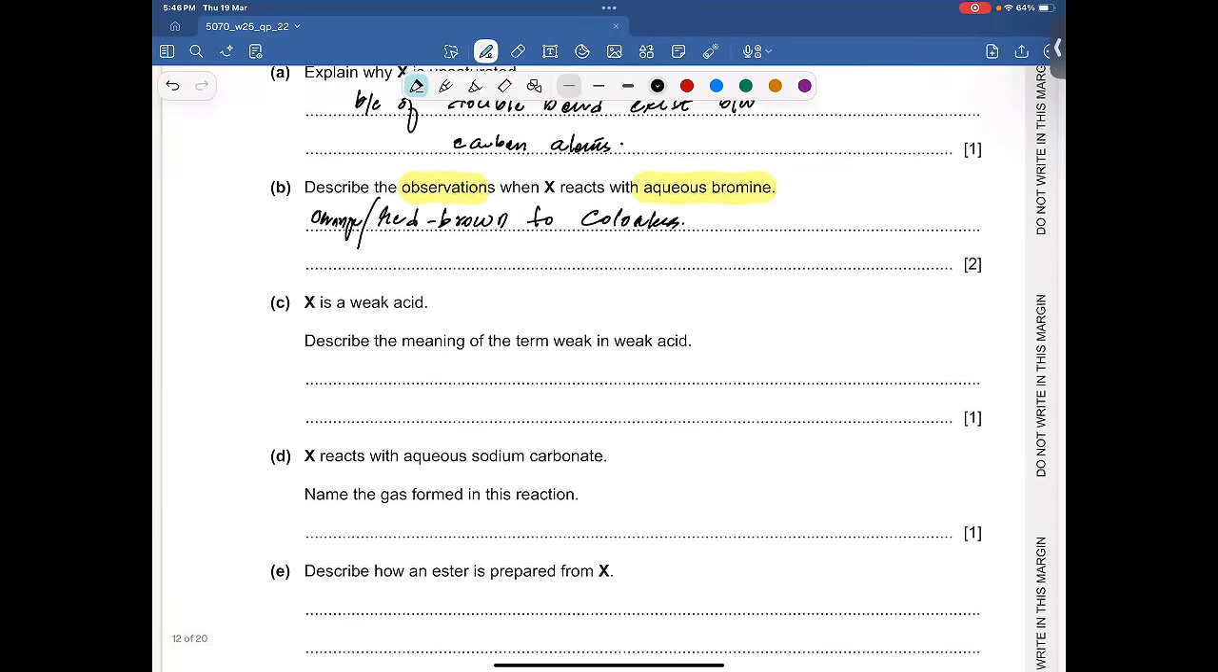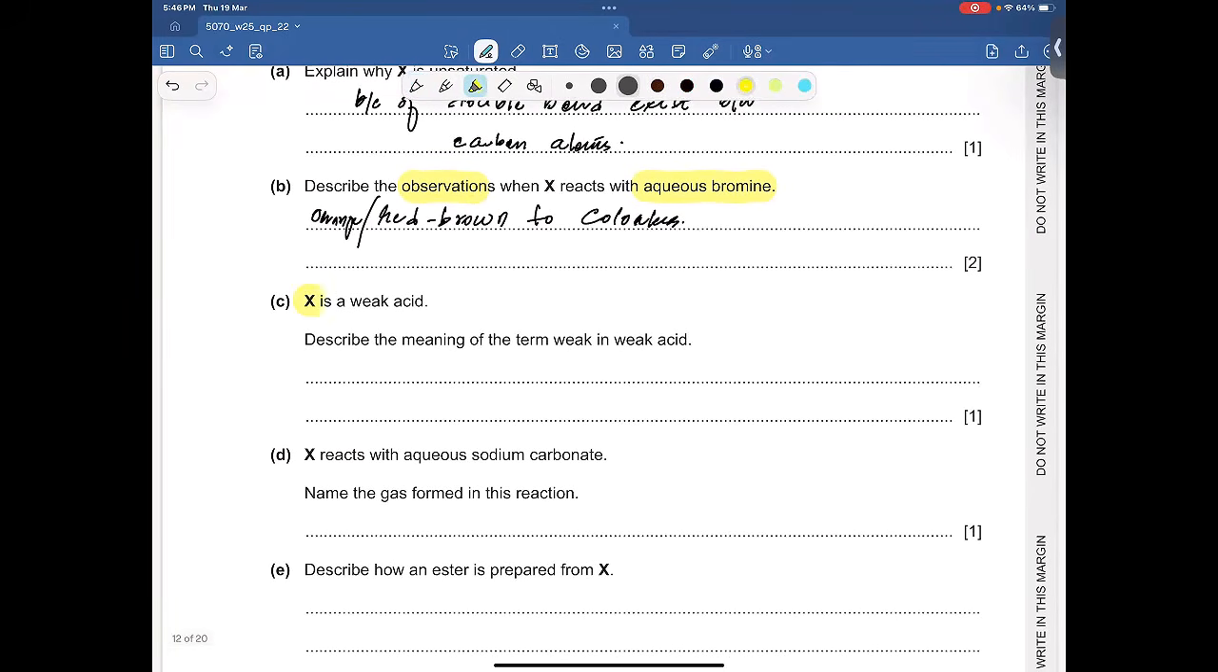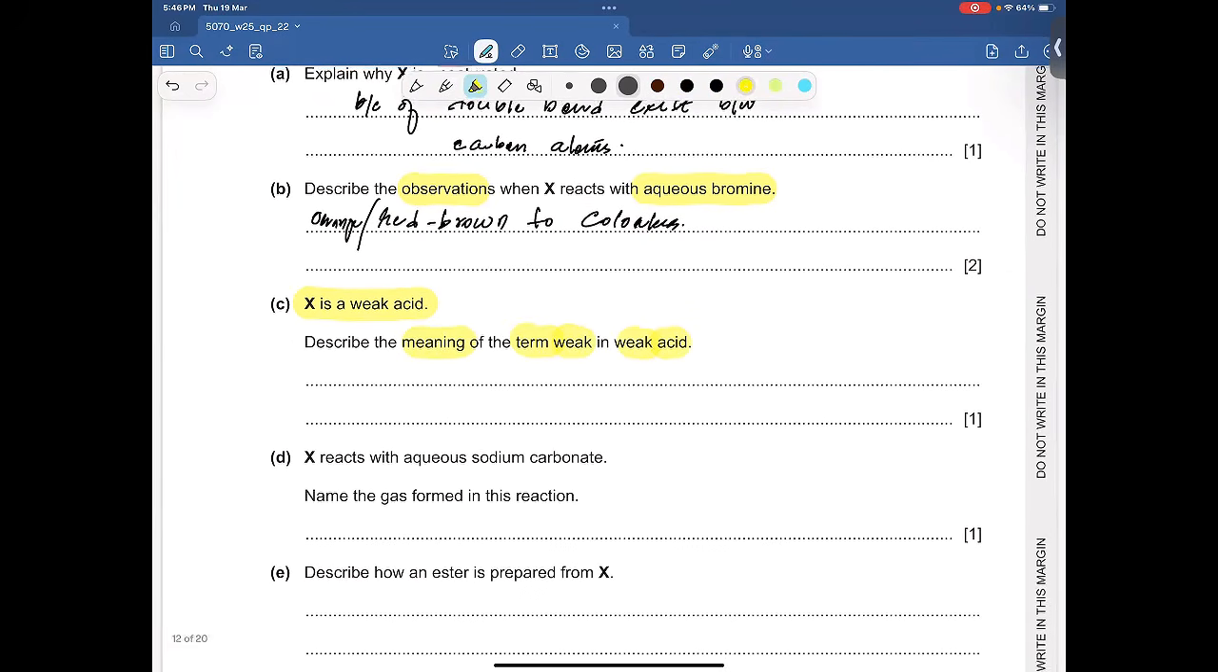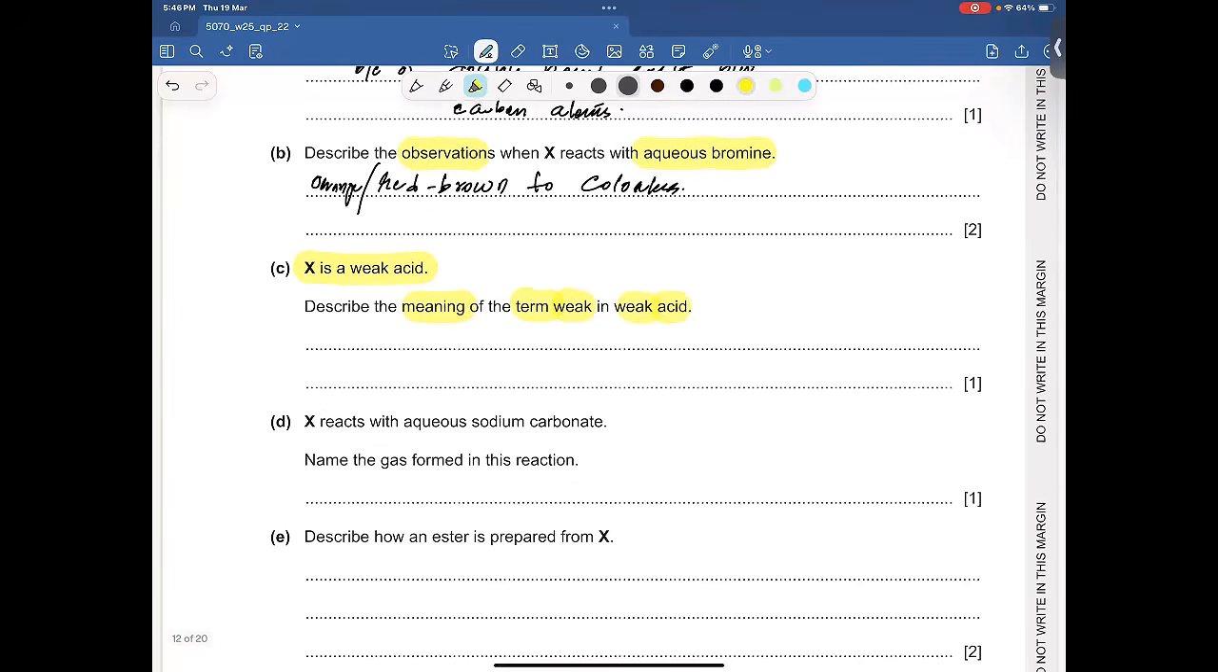Okay. X is a weak acid. All carboxylic acids are weak acids. We know that. Describe the meaning of the term weak in weak acid. Weak means partially ionizes in aqueous medium.